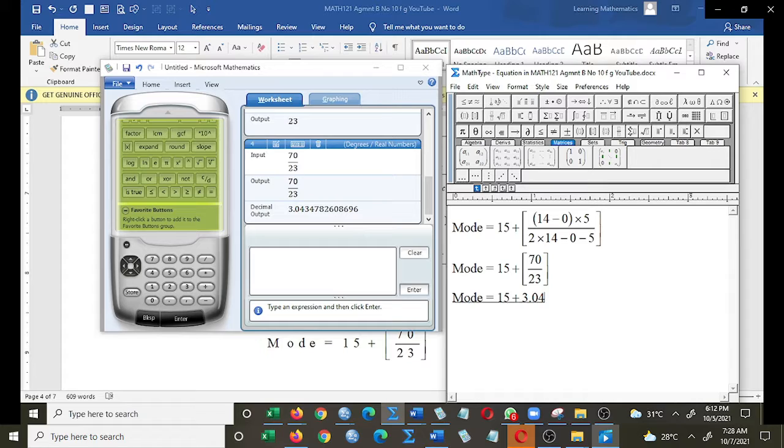What did you get? 27. What did you do? You found your mistake? You found what you did wrong? Yes, I did. Okay. So it's 70 divided by 23. I get 3.04. Please confirm, I'm not perfect. 15 plus 3.04 gives us 18.04. And I think that's what we got in the explanation.